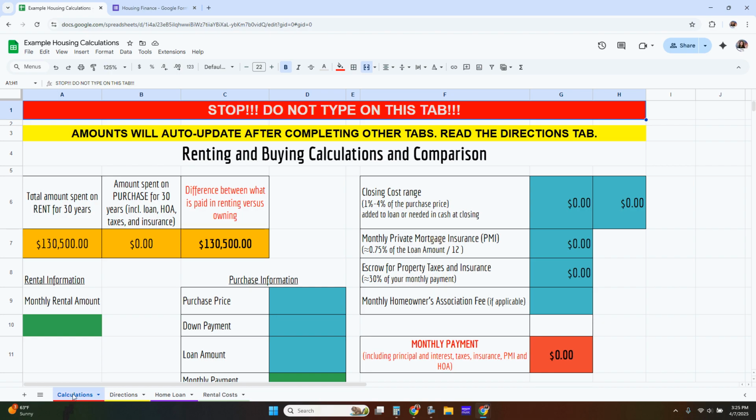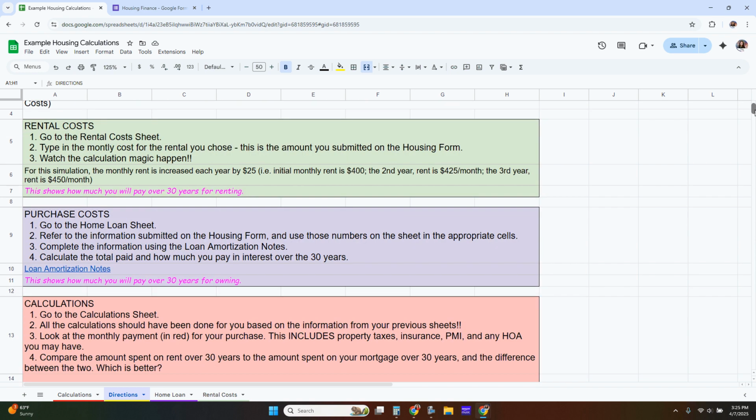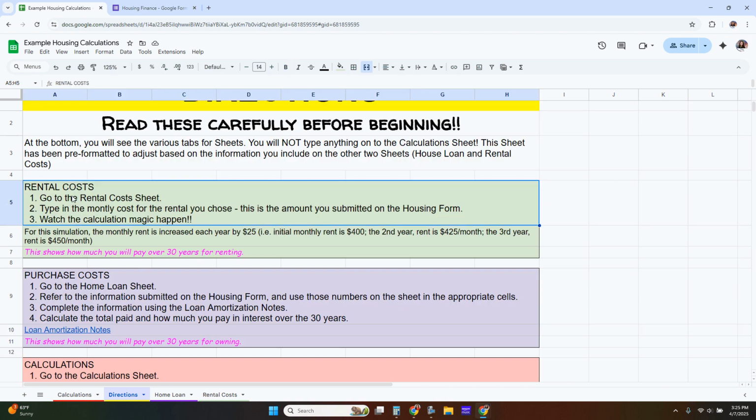Where you want to start is the yellow tab titled Directions. The directions give you some information on what to do, and I also tried to color code information for you. The first thing you're going to do is go to your rental costs sheet and type in the monthly cost for the rental that you chose. This should be the exact same information you submitted on your housing form.